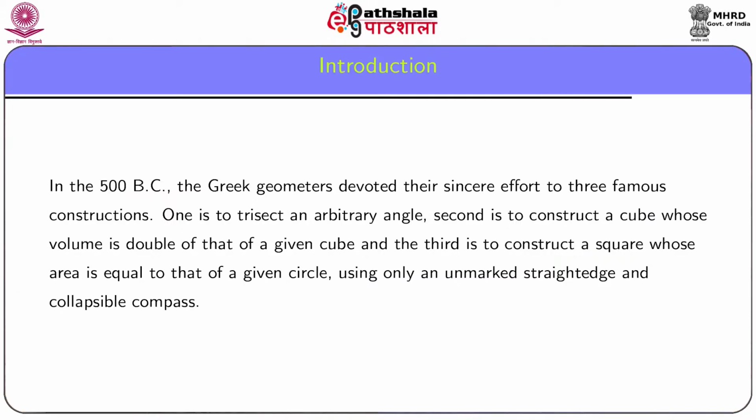In 500 BC, the Greek geometers devoted their sincere effort to three famous constructions. One is to trisect an arbitrary angle. Second is to construct a cube whose volume is double that of a given cube. And the third is to construct a square whose area is equal to that of a given circle, using only an unmarked straightedge and collapsible compass.